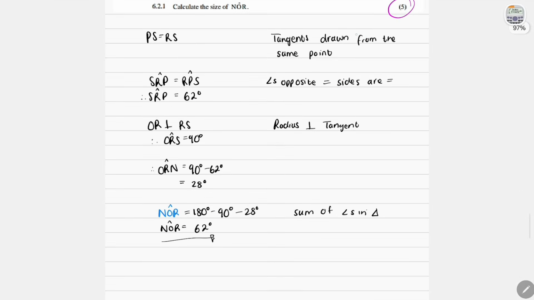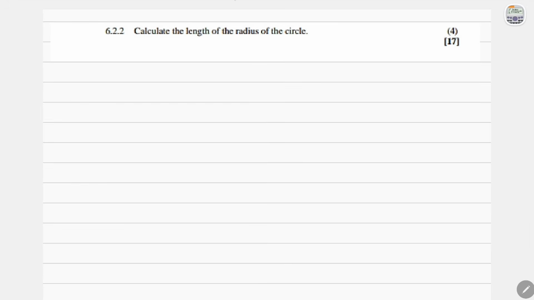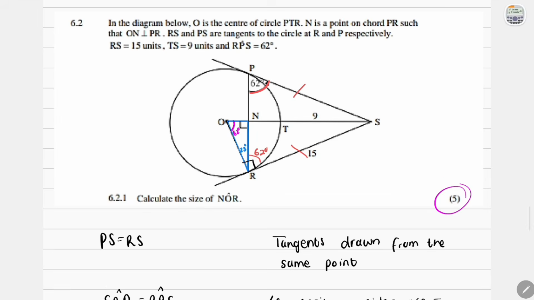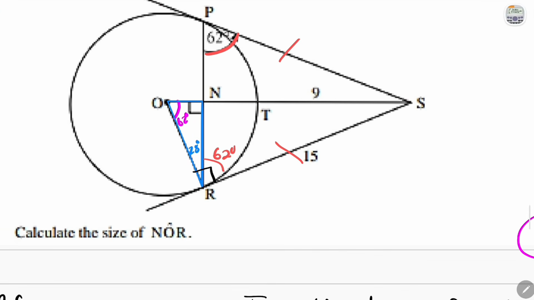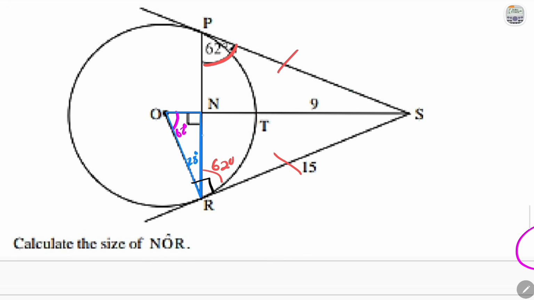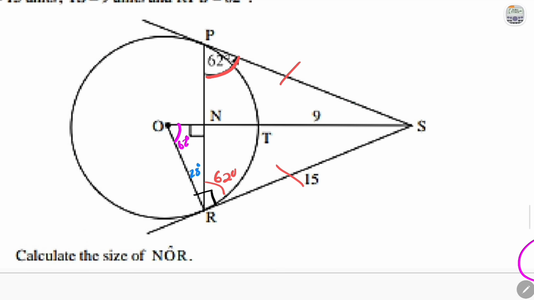Finally, moving on to the next question. Question 6.2.2 says, calculate the length of the radius of the circle. And this is for 4 marks. So the radius of the circle. I don't really think we need angles here, but let's just focus on the lines that we see. We've got some right angle triangles here, so we could use Pythagoras, but let's just see how.